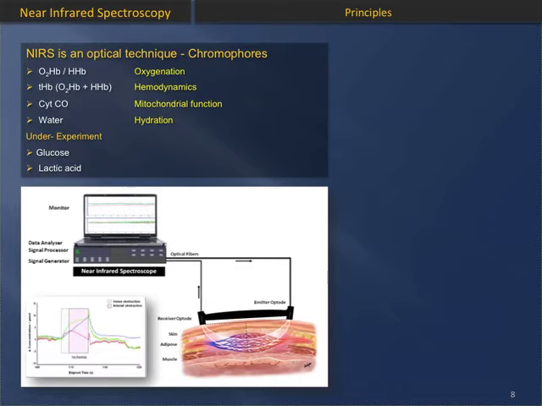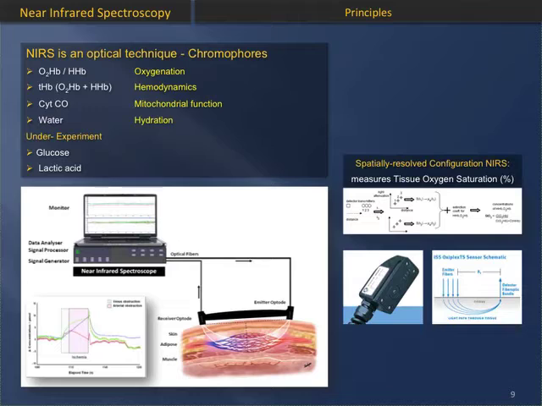The chromophores that we mostly use in clinical studies are oxygenated and deoxygenated hemoglobin as indices of tissue oxygenation, total hemoglobin as an index of local hemodynamics and blood flow, cytochrome C as an index for looking at cellular function at the mitochondrial level, and water for looking at tissue hydration. There are other chromophores under investigation, like glucose and lactic acid. So in future, to monitor blood glucose level, perhaps we will just touch an optode and use near-infrared spectroscopy to define the blood glucose level.